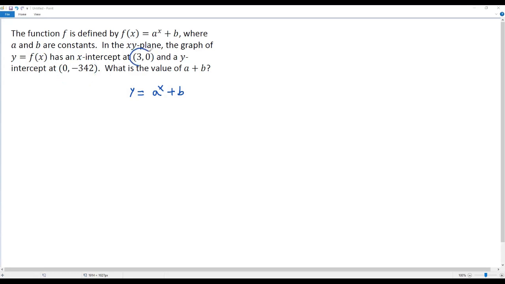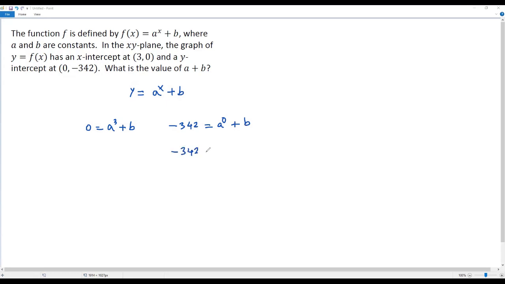Now let me plug in the point (3, 0) into this equation. That is, we plug in the x-coordinate 3 for x and the y-coordinate 0 for y. Then I'm getting 0 = a^3 + b. Now let me plug in the y-intercept into this equation. We plug in x = 0 for x and y = -342 for y. Then I'm getting -342 = a^0 + b.